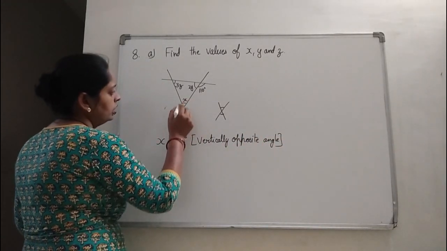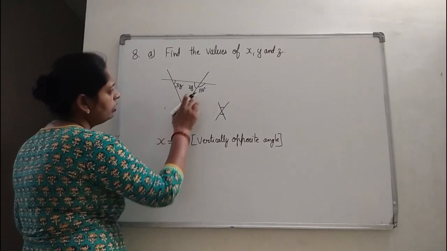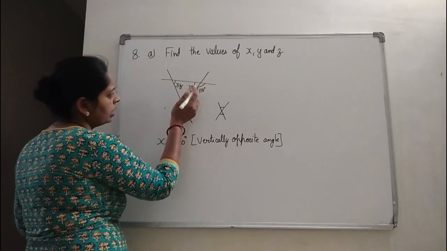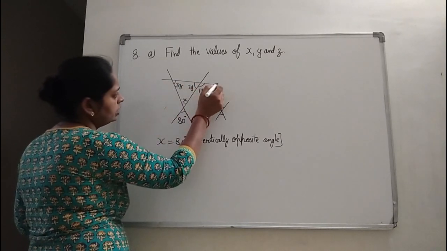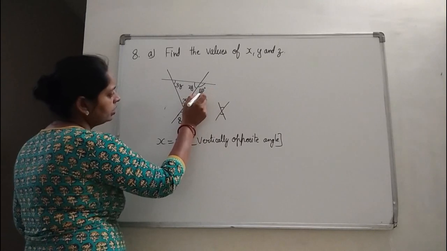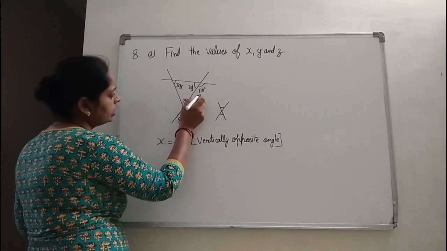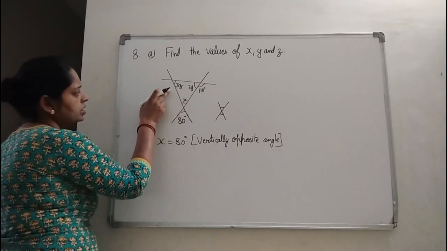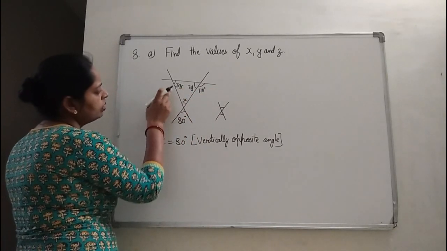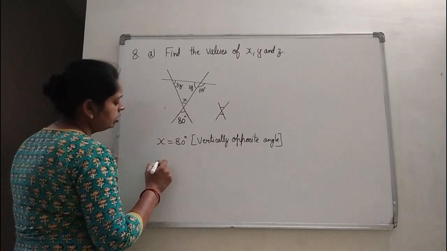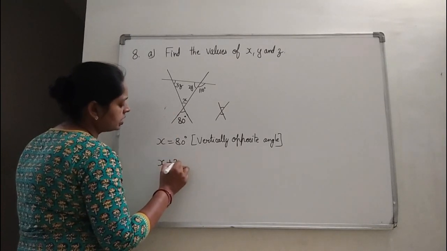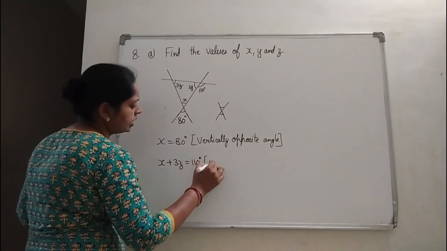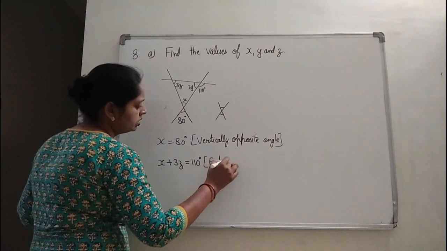Now x is 80 degrees. From here, this triangle is also forming, and 110 is the exterior angle. You can see that this line is extended over here. So 110 is the exterior angle, and we know that the exterior angle is equal to the sum of the two opposite interior angles, and x and 3z are the two opposite interior angles. So from here we get x plus 3z is equal to 110 degrees. Reason is exterior angle property.